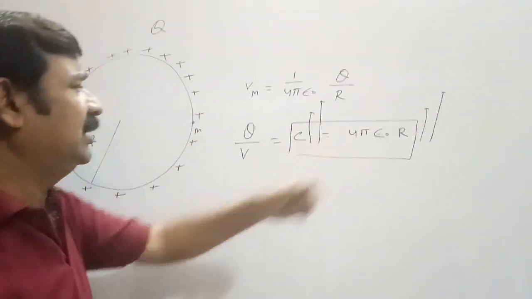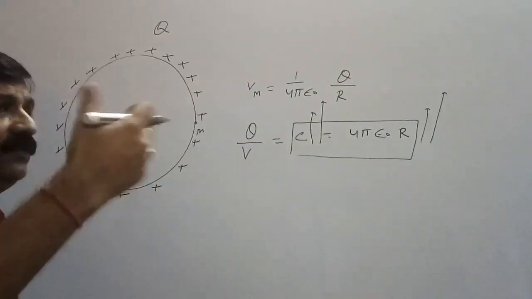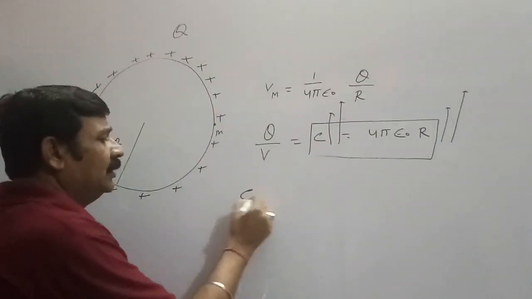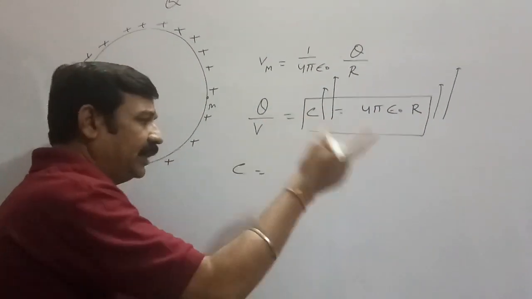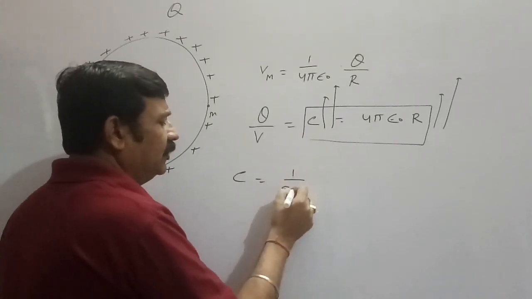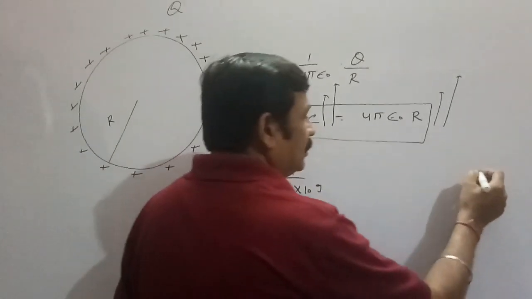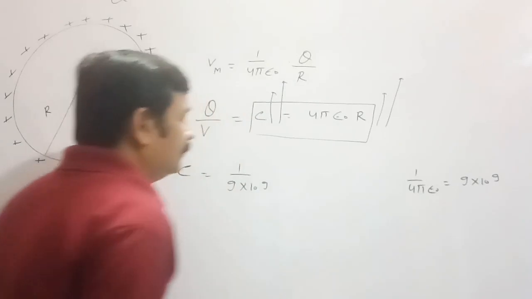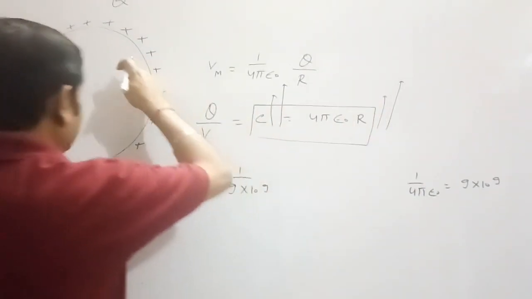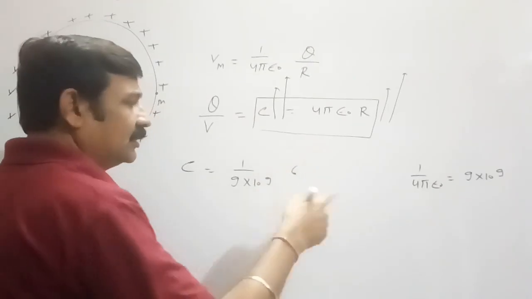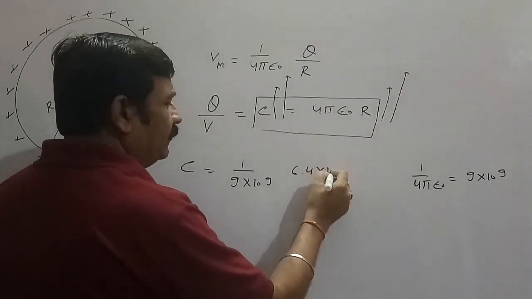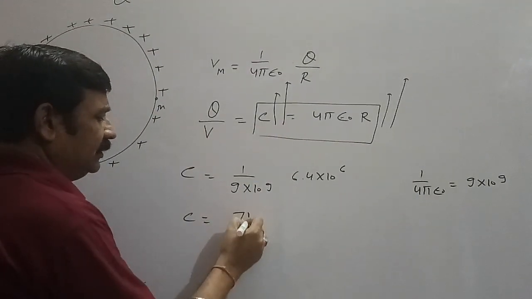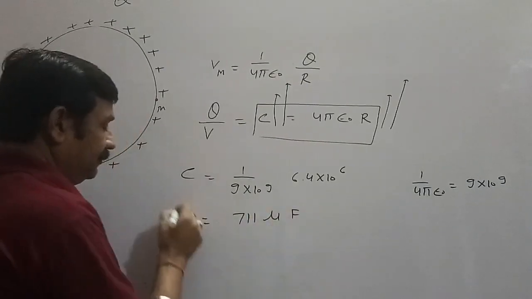So we use this expression to find the capacity associated with the conductor whose radius is equal to the radius of Earth. Here we will put the value of 1 upon 4 pi epsilon naught as 9 into 10 to the power 9, into capital R, which will become the radius of Earth. Radius of Earth is 6400 kilometer, meaning 6.4 into 10 to the power 6 meter. When we solve it, we get 711 microfarad.